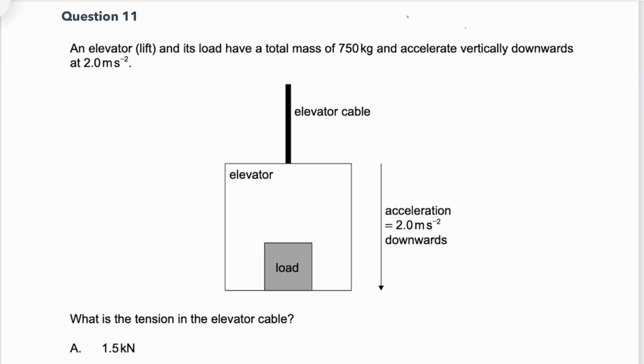Question 11. An elevator and its load have a total mass of 750 kilograms and it accelerates vertically downwards at 2 meters per second squared. What is the tension in the elevator cable?